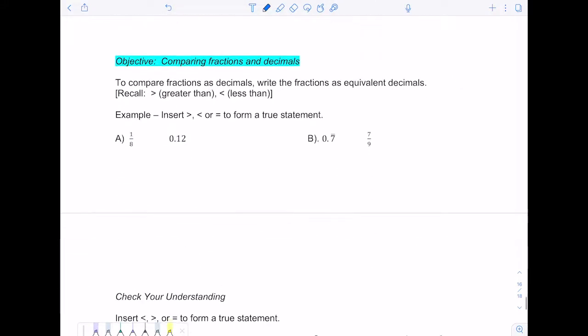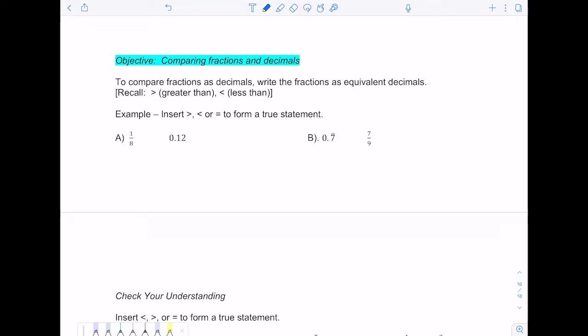Okay, let's look at comparing fractions and decimals. So anytime I want to compare, I want to use one of my inequality symbols. So remember, this is your greater than symbol, this is your less than symbol, and of course the decimal and the fraction can be equal as well. So what I'm going to need to do, and I'll do one of these, is you're going to have to convert the fraction to a decimal and then compare it. So I need to make 1/8 into a decimal.